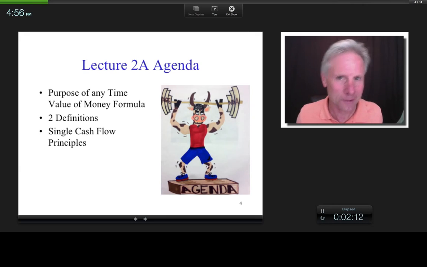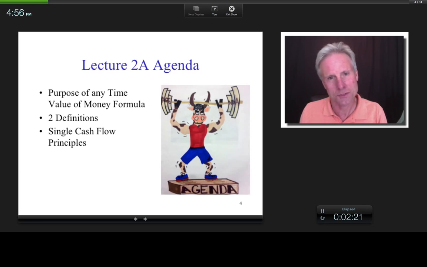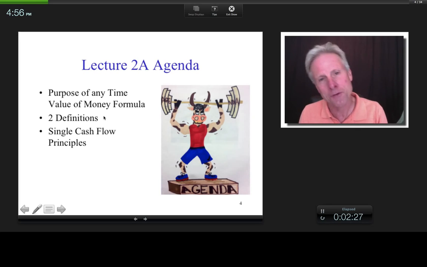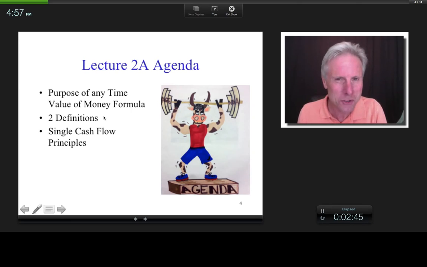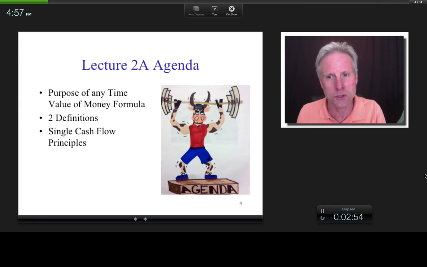So, having said that, I'll start off the way I usually start, and that is with an agenda. This particular lecture is going to focus on single cash flow principles. I'll discuss the purpose of any time value of money formula and a couple of definitions. And by the way, when it comes to definitions, is that something you memorize or something you understand? Well, that's actually something that you memorize. For example, I've memorized that the sky is called the sky. I don't know why the sky is called the sky. So definitions you memorize, but concepts you understand, and formulas you understand because that would be based on derivations and so forth.